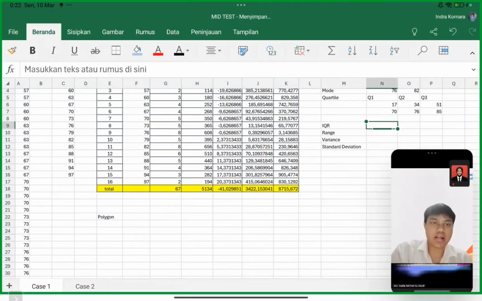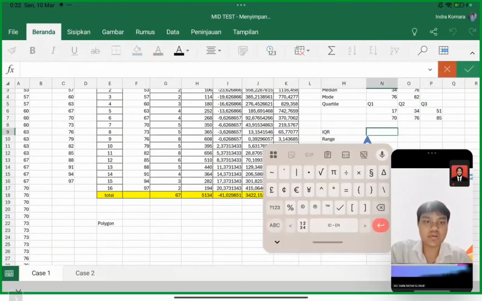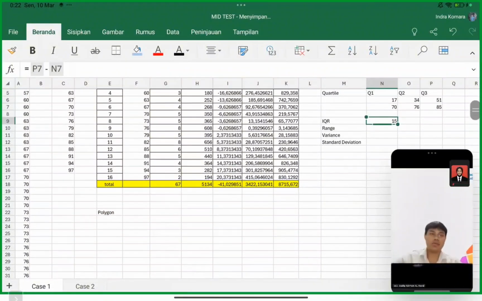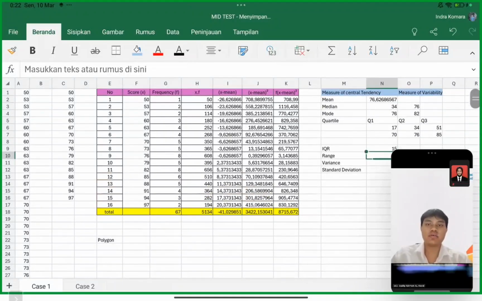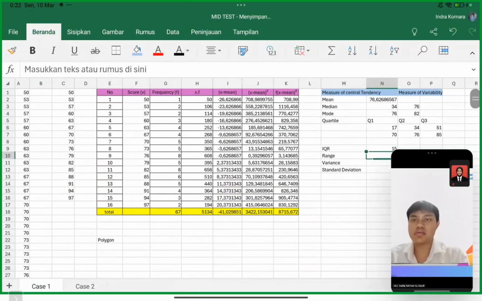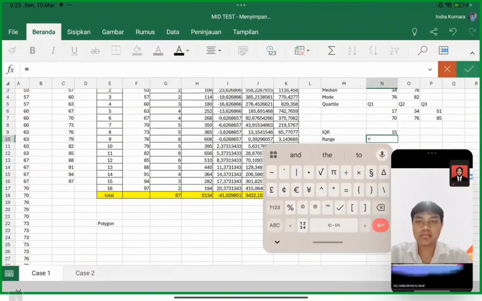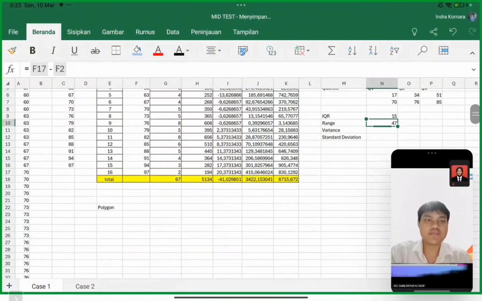Right, now interquartile. Interquartile is quartile 3 minus quartile 1. So it's easy actually. Write it, quartile 3, 85 minus 70. Enter. Right, it's the interquartile. Okay, now we calculate the range. The range is the highest data minus the lowest data. Enter. Yeah, this is the range, 47.